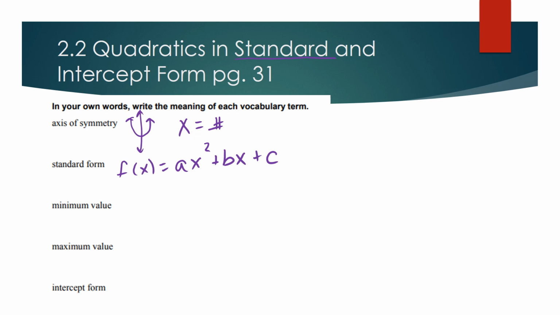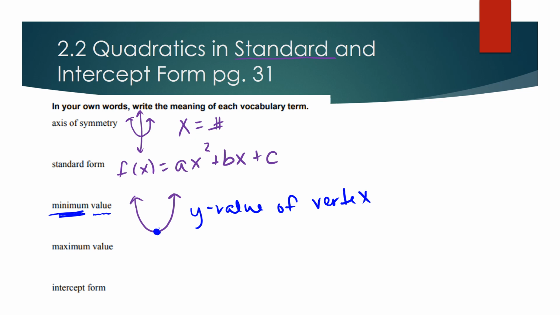The minimum value works like this. A minimum value means you have an upwards facing parabola, and the very minimum of that would be this point right here, which is the vertex. The value is the y value. So it's saying what's the lowest value on that graph. So that's always going to be the y value of the vertex. And this will make sense once we start graphing them. It'll make a little more sense, hopefully.